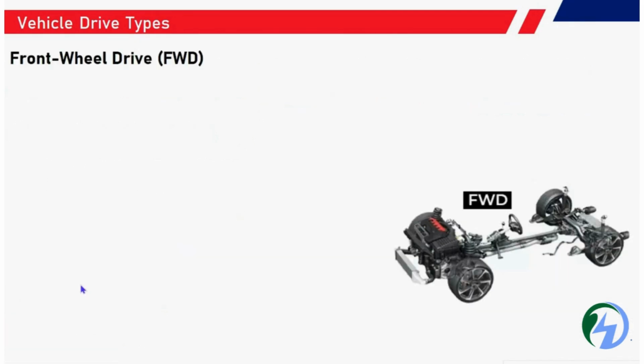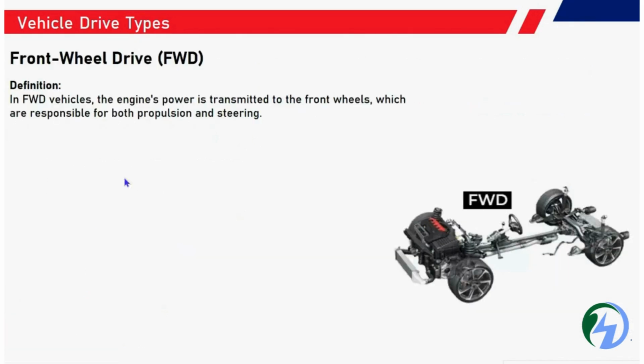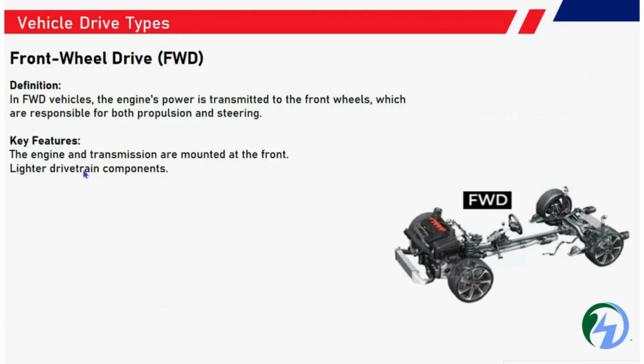The next topic is front wheel drive. As we know, the front wheels take the responsibility for both propulsion and steering. Propulsion means how we are driving the wheels, in this case the front wheels. With the help of the steering we are able to control the vehicle, and the engine and transmission are mounted at the front.